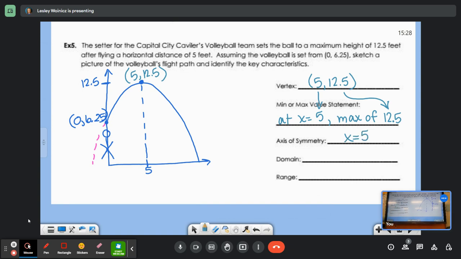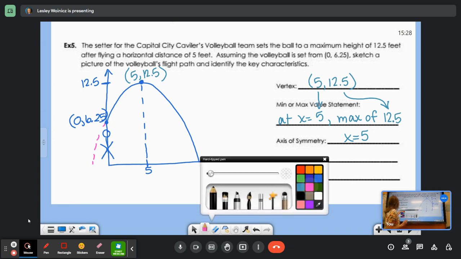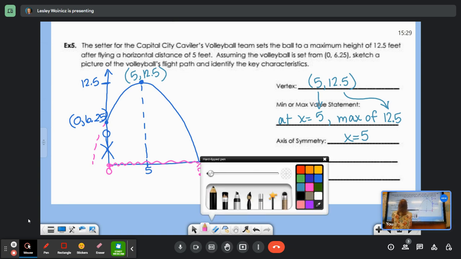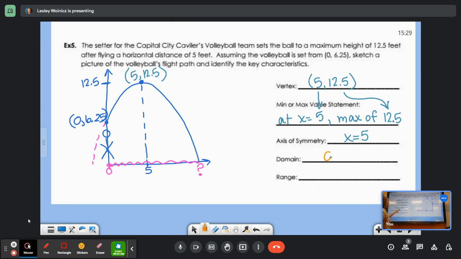Okay, now we know where the domain starts. We just don't know exactly where it stops. Well, it does stop because the ball is going to hit the ground or be hit by another player. So it's going to start at 0, and then we don't know what this number is. It's going to be between 0 and what? Okay, and then we don't know what.